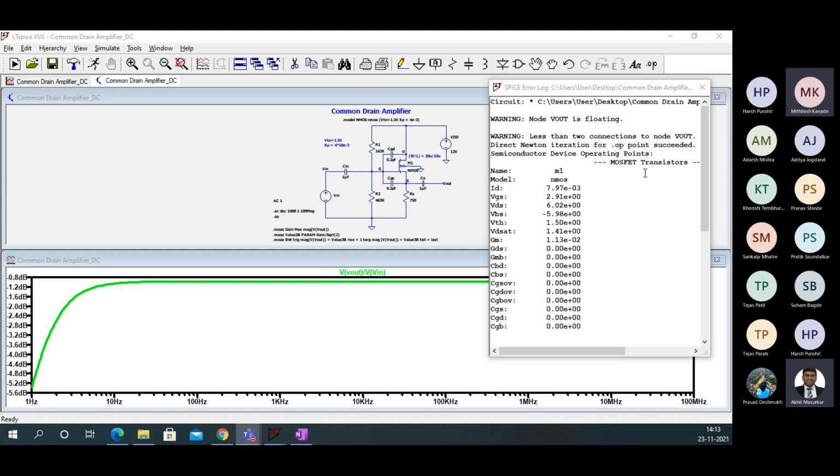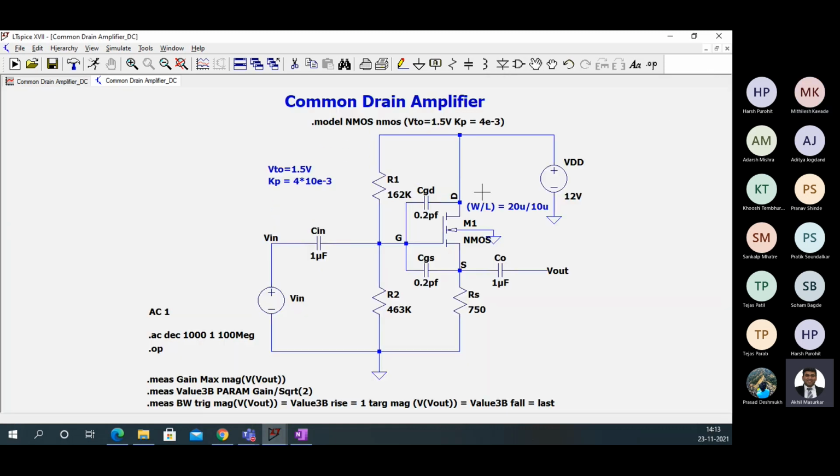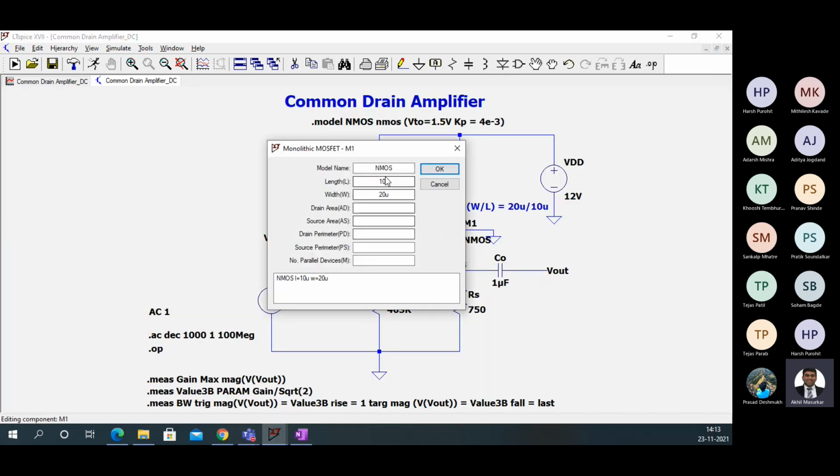So how do we change the length and width of NMOS? Okay. Very simple. You just right click on this and type here 20 and 10. Got it?